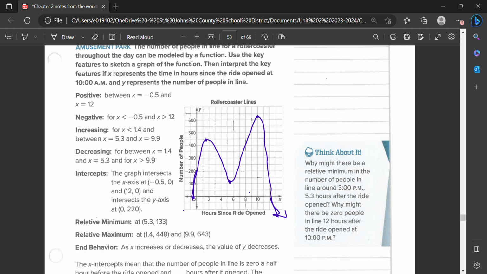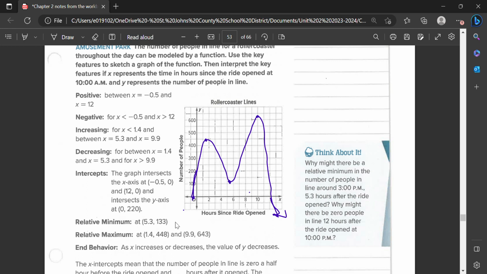So again, right here was 0.5. We got that from here. And our intercepts, 12 is right there. We got that from our intercepts. Our y-intercept was 0, 220. That's how we got this point right here. Relative minimum, 5.3, 133. So you go to 5.3. It's roughly right around here, and it's somewhere in this area. It's kind of a rough sketch because the numbers are so large.